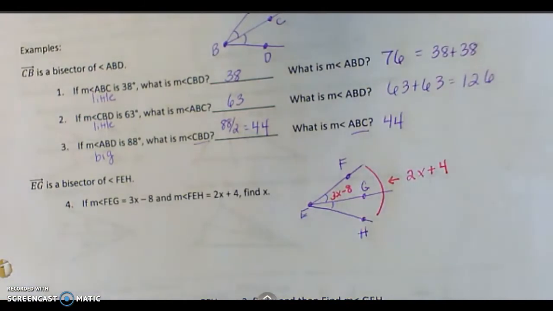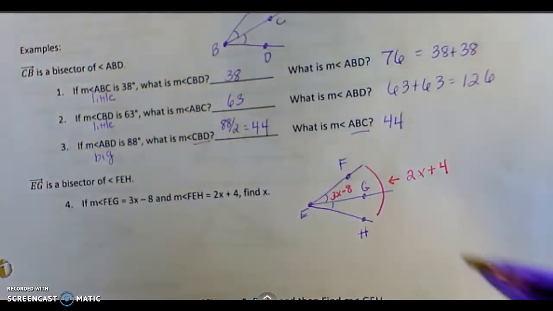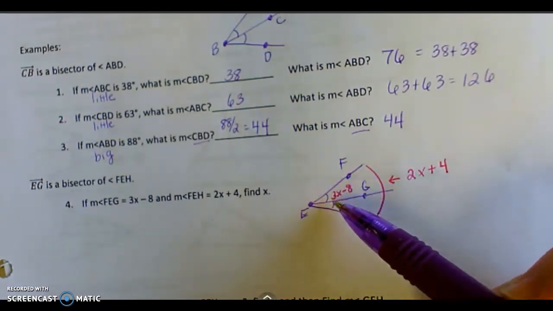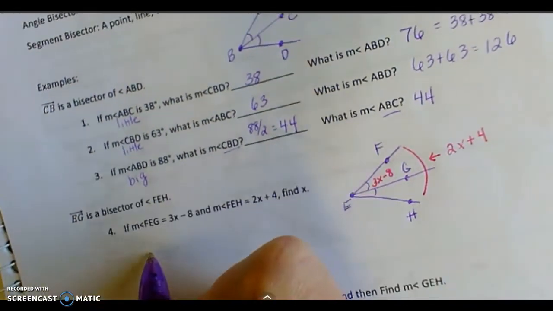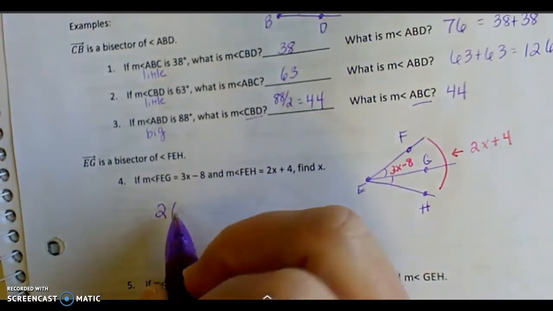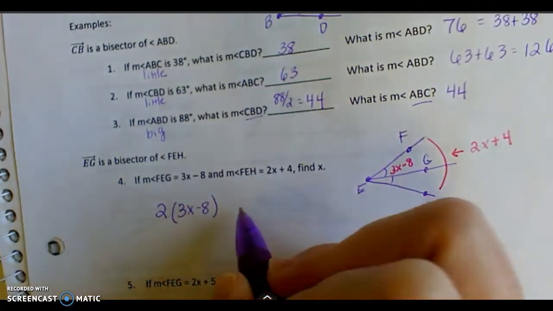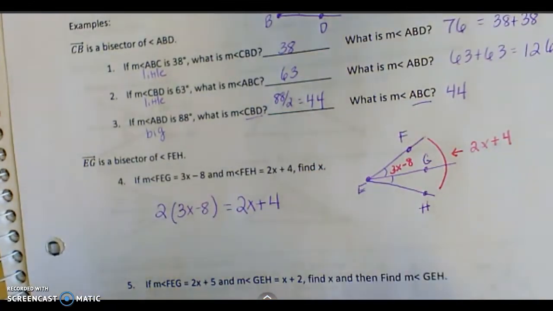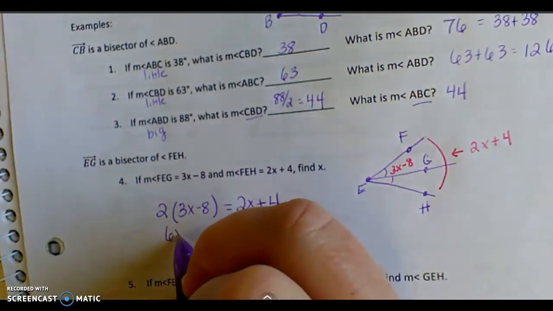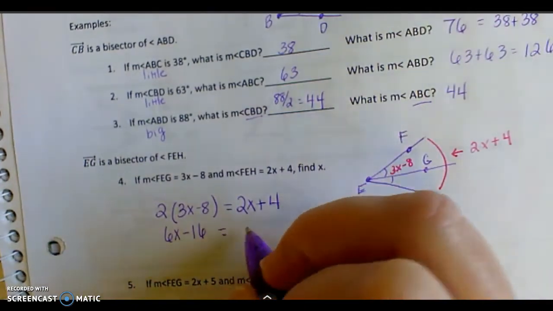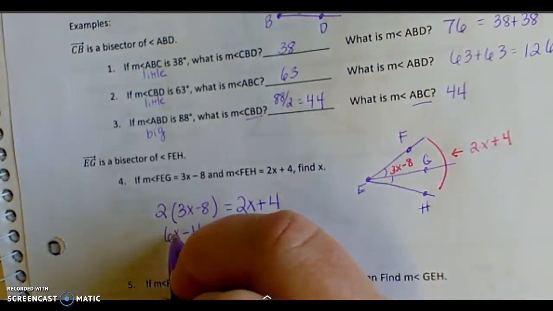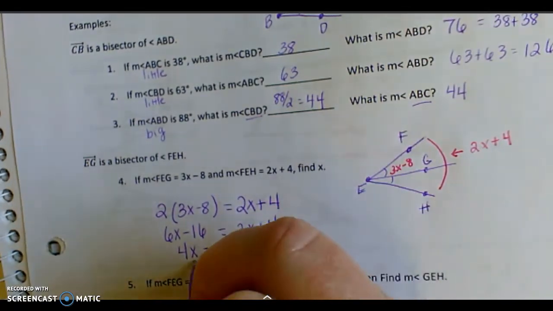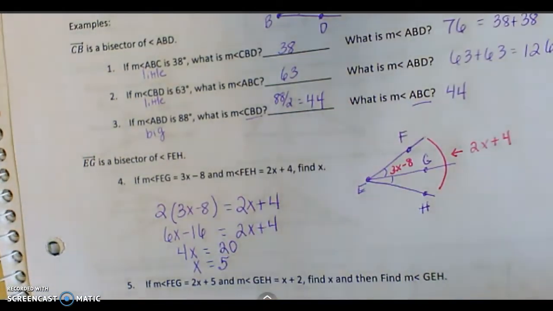And it wants us to find x. Well, if this is the little one and this is the big one, and I know this was a bisector, I'm going to multiply this little one by 2 to get the big one. So I'm going to take 2 times 3x minus 8 and equal that to 2x plus 4. And then I'm going to solve. So 2 times each of those, 6x minus 16. I'll move the 2x over here, so 4x. Move the 16 over here, and 20. Divide by 4, so x is 5.